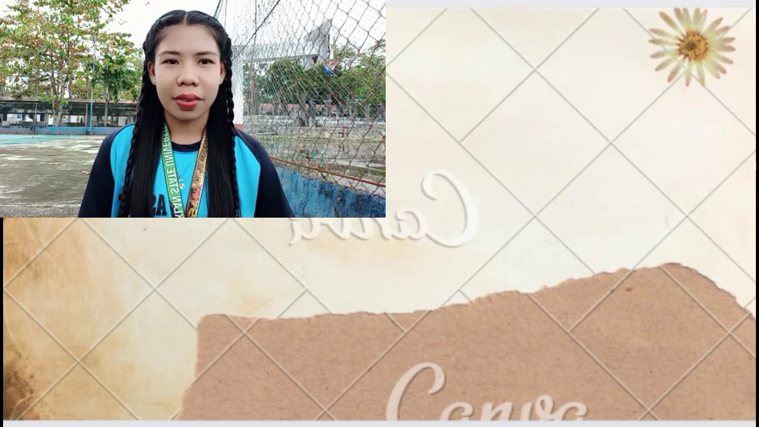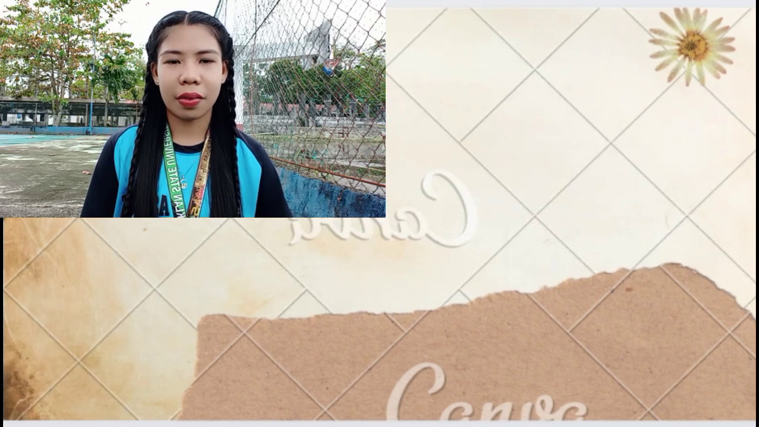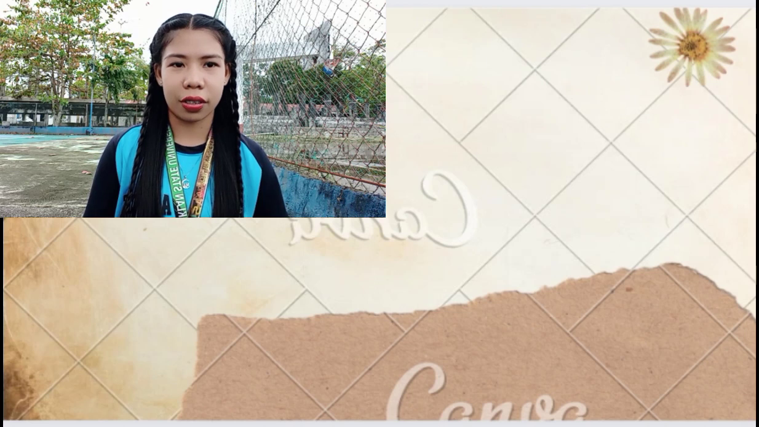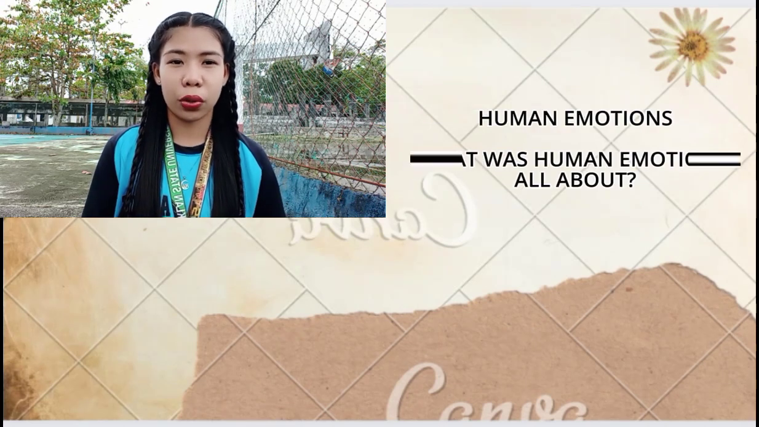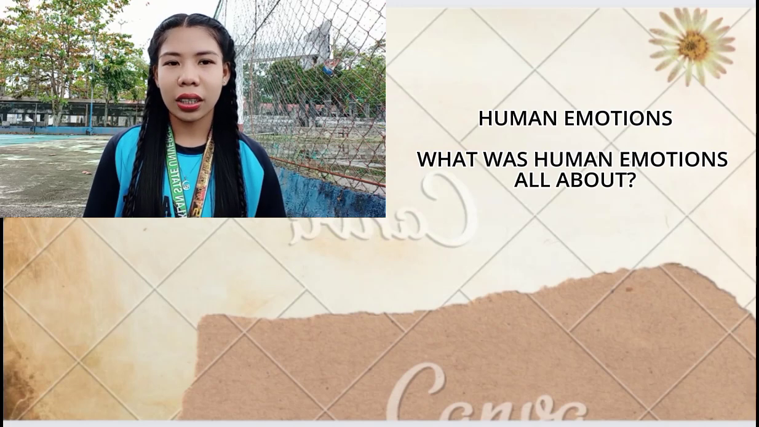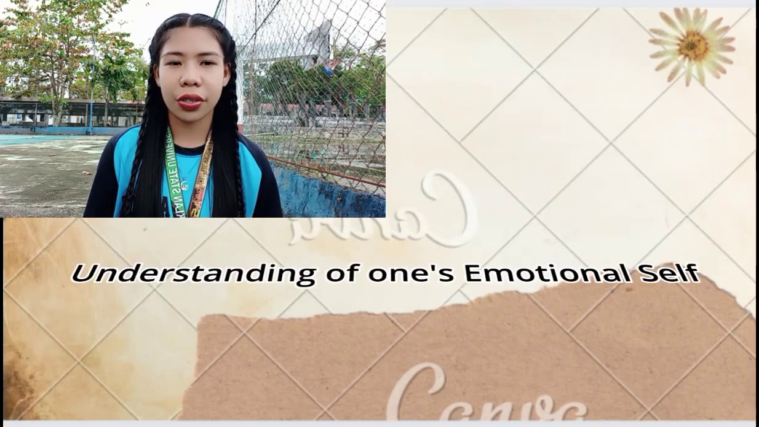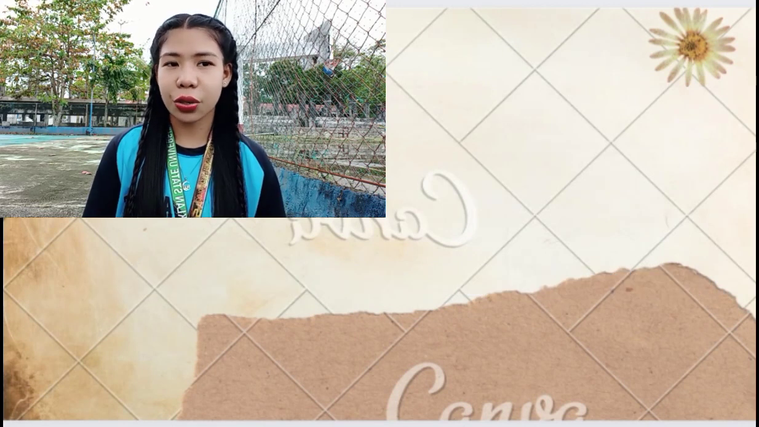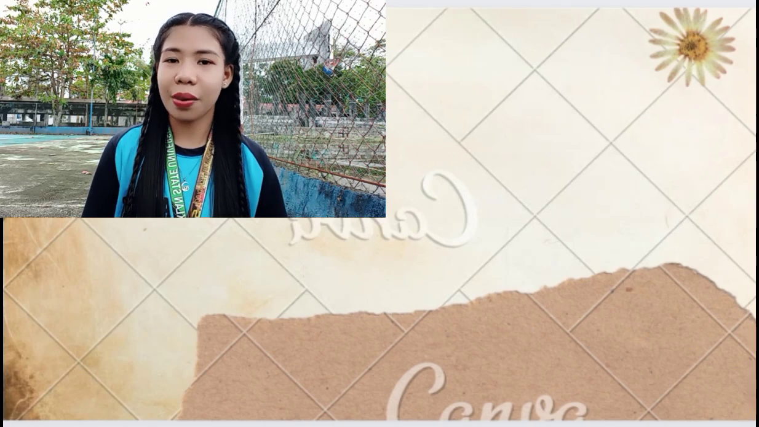Module 5, Unfolding the Emotional Self. I am Alva Agustino and I will discuss section 1 of the lesson. First, human emotions. What are human emotions all about? Well, this section delves into the understanding of one's emotional self through the lens of emotional intelligence, particularly in the aspects of emotional awareness and emotional management.